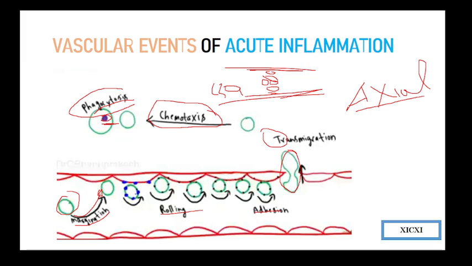Now let us talk about the cellular events. In the cellular events, step number 1 is margination, the change of axial blood flow to the peripheral. Neutrophils, now in the periphery, roll toward the gates, which is where diapedesis occurs. Now by chemotaxis, the phagocytes will engulf the pathogen. Now the pathogen is killed. So that is all about acute inflammation.